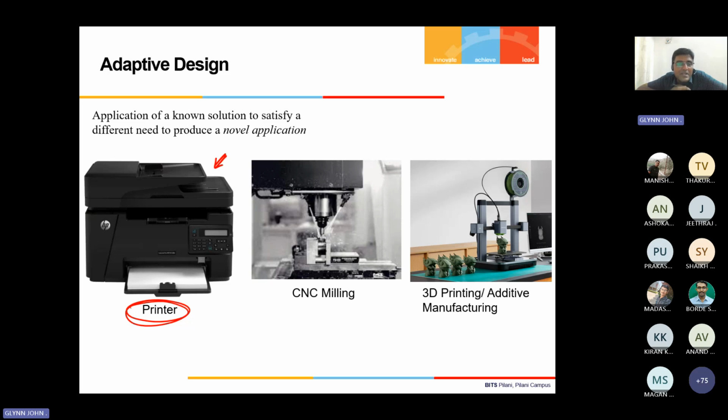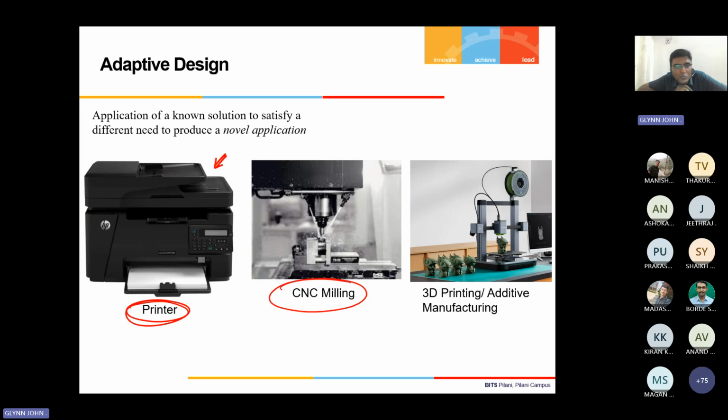And of course, you have laser, you have inkjet, you have different technologies, but overall, you have some motors which move the paper, and you have a printing head which comes and prints on the paper. Now here you have a CNC milling machine, right? Where again the technology is very similar.